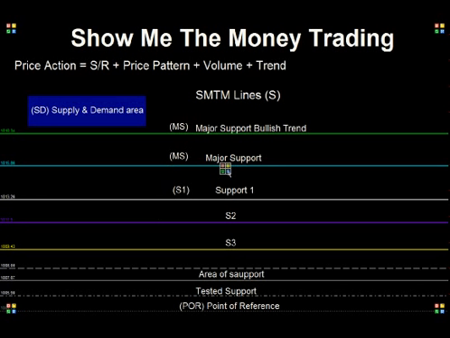Now this was just a brief overview. There's a lot more information to these lines, but I just wanted to go over it because I did receive a few emails. Okay, traders, until next time, because I'm about out of time now.